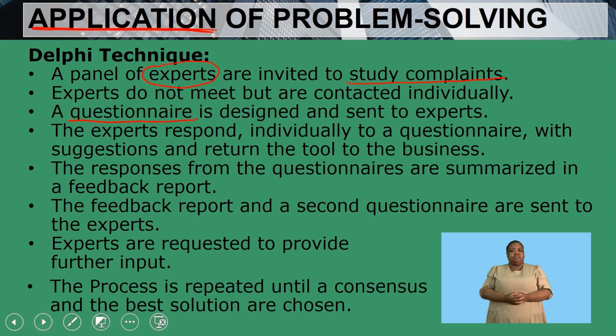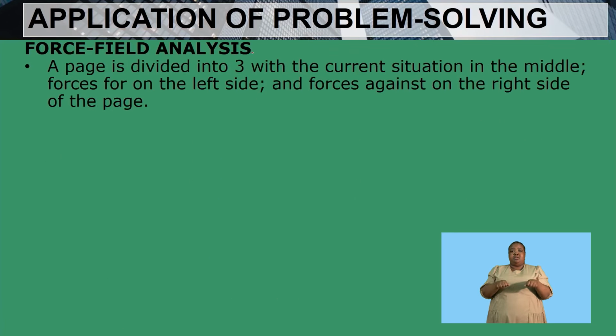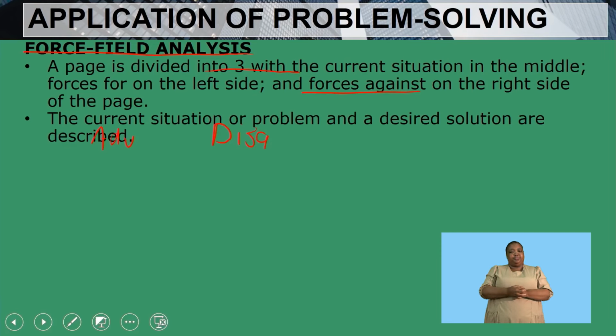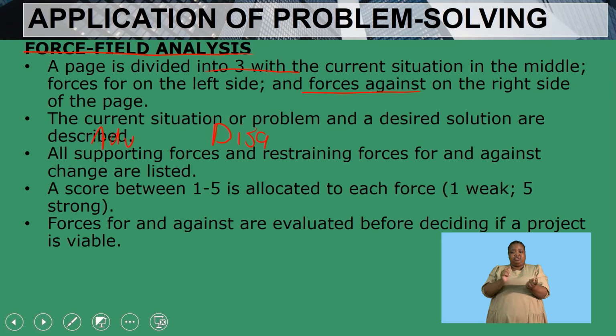It is also then noticeable that when you look at force field, we are looking at the forces for change and the forces against the change, meaning that we are looking at the advantages and the disadvantages, which is why it is said here that you can have a page which is divided into 3 that looks at the current situation that you have and what change you are willing to implement. So we are going to then describe what is this change that we implement, and then we are then going to decide what are the advantages and the disadvantages.